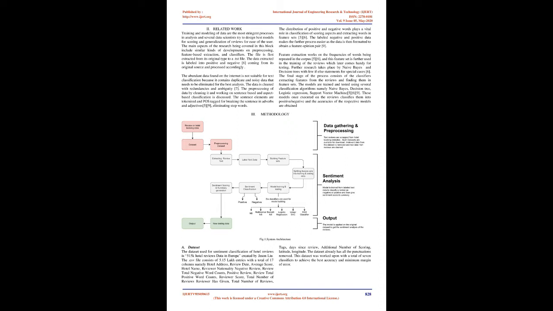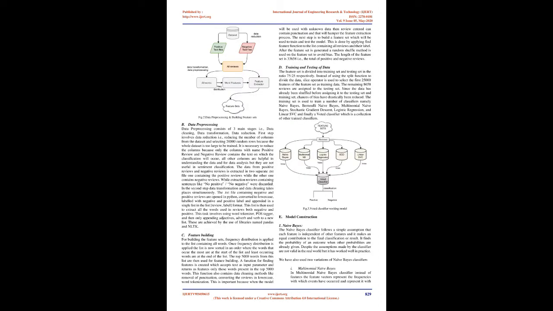3. Methodology. A. Dataset. The dataset used for sentiment classification of hotel reviews is 515K Hotel Reviews Data in Europe, created by Jason Liu. The .csv file consists of 515 lakh entries with a total of 17 columns, namely hotel address, review date, average score, hotel name, reviewer nationality, negative review, review total negative word counts, positive review, review total positive word counts, reviewer score, total number of reviews the reviewer has given, total number of reviews, tags, days since review, additional number of scoring, latitude, longitude. The dataset already has all the punctuation removed.